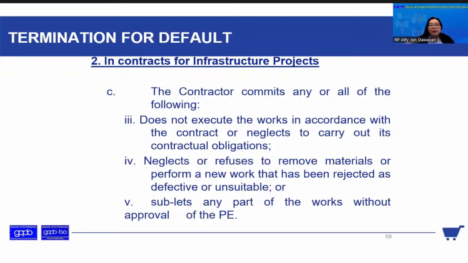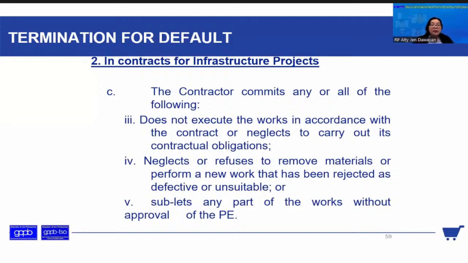So he does not perform his obligations under the contract; he neglects to carry out its contractual obligations. For example, he should have finished the fences or structures, but he does not execute them, then he commits this one also. And fourth, he neglects or refuses to remove materials or perform new work that has been rejected as a result of defective or unsuitable works.